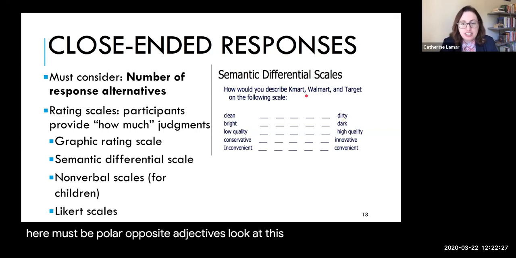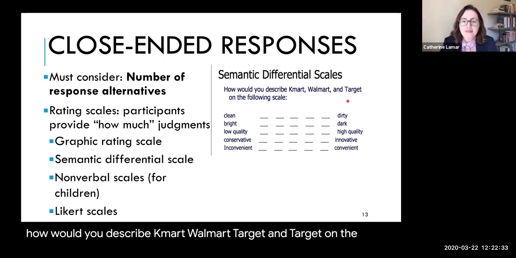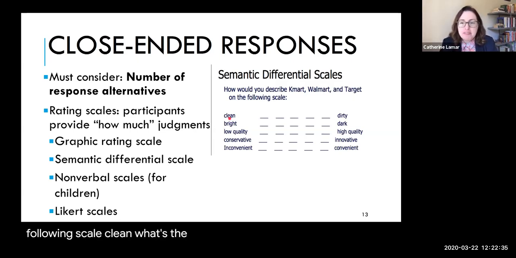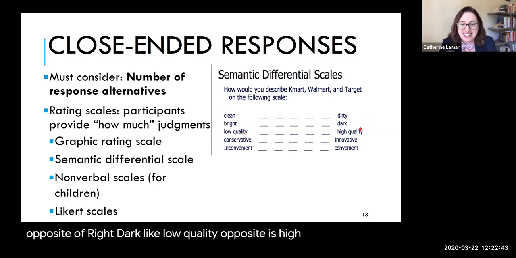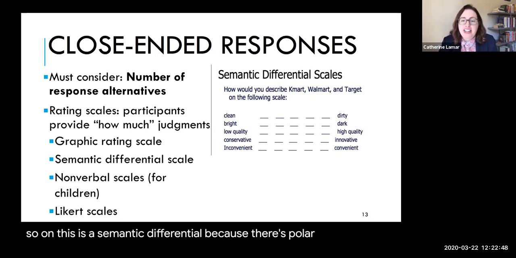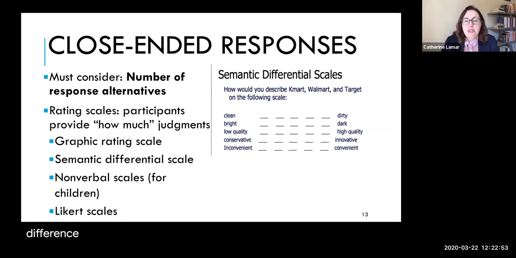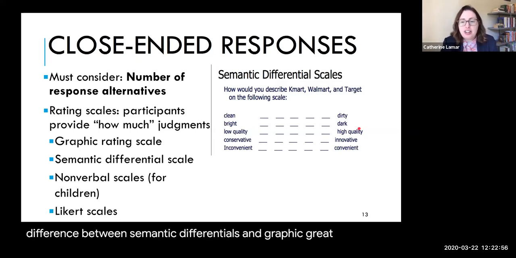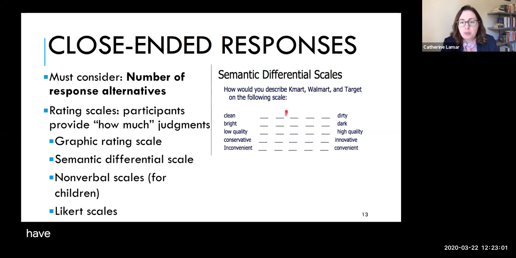Look at this question, for instance. How would you describe Kmart, Walmart, and Target on the following scale? Clean, what's the opposite of clean? Dirty. Bright, what's the opposite of bright? Dark. Low quality, opposite is high quality, and then so on. This is a semantic differential because there's polar opposite adjectives anchoring both sides of the scale. Again, the other key difference between semantic differentials and graphic rating scales is that the semantic differential has a broken up or dash line, and participants have to choose one marker on that dash line to record how they feel.